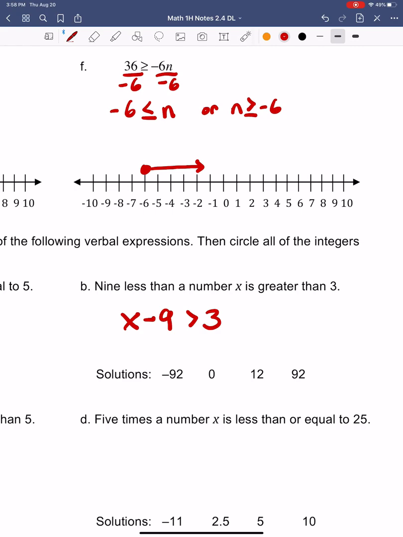Go ahead and solve this by adding 9 to both sides. So I get x is greater than 12. We want all the numbers that are greater than 12. Well, that's definitely going to be 92, but does 12 count? No, because it is not greater than 12. It's equal to 12. So if we had the or equal to bar, then that would count, but in this case, it does not.